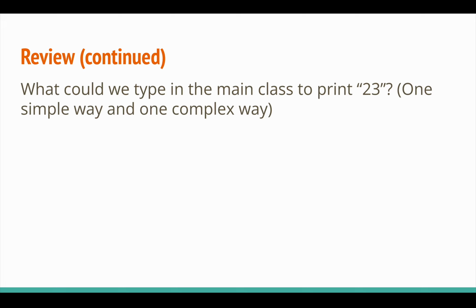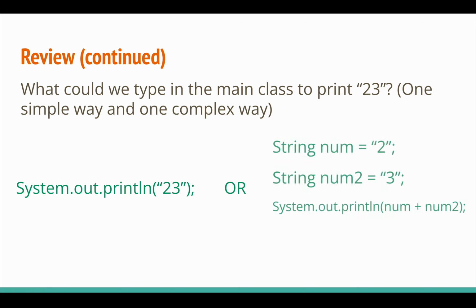So the simple way is just doing this, where you do system.out.println and you simply write "23" with the double quotes as the parameter. The more complex way is like this, where you apply string concatenation, and all you have to do is create two variables, one that stores 2 and the other that stores 3, and you add it up, and that's how you print it as 23.